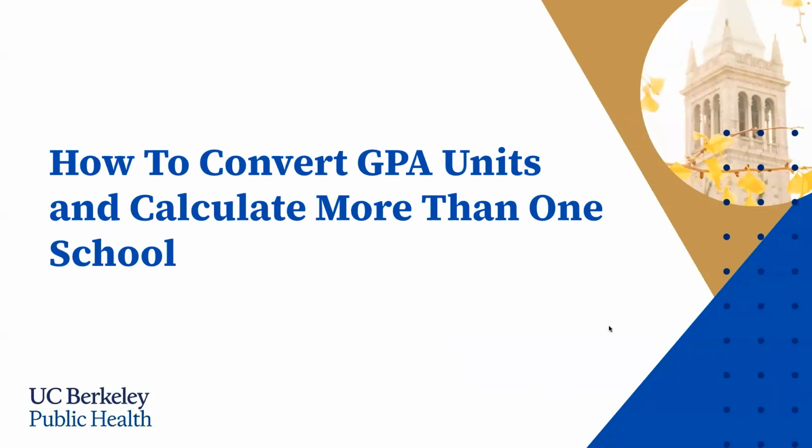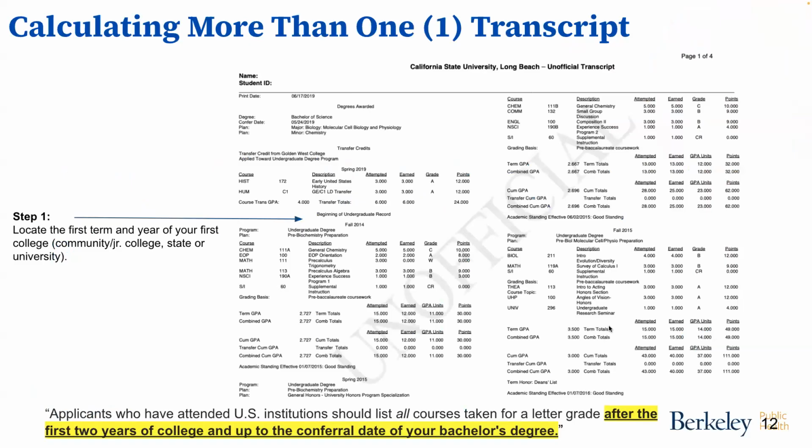How to convert GPA units and calculate more than one school. In most cases, many students have attended more than one college, and that's completely normal. So what you'll do is gather your transcripts and place them in chronological order so you can find the beginning of your undergraduate record and see where you took your first class.